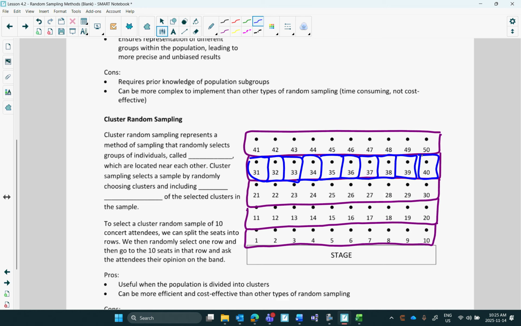We could have divided it into 10 columns, randomly chosen 2 of the columns, and surveyed all 5 from each one to get our 10. That's another way to do it. Okay, so we're still grouping them, and they're called clusters.